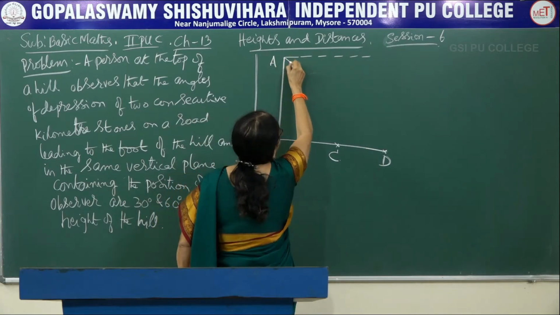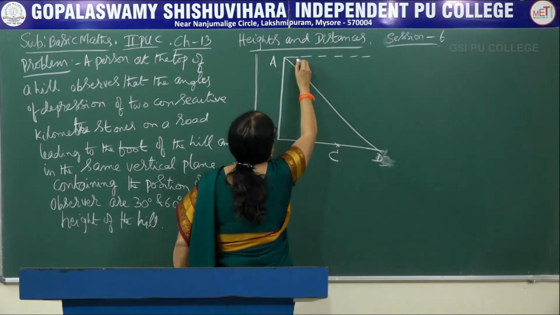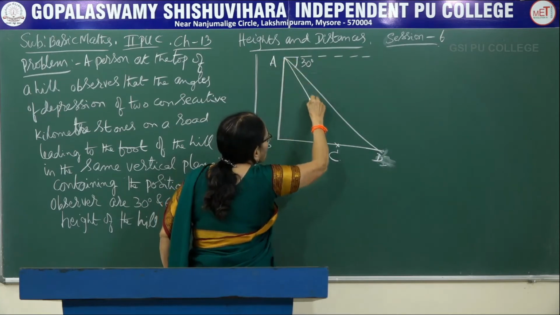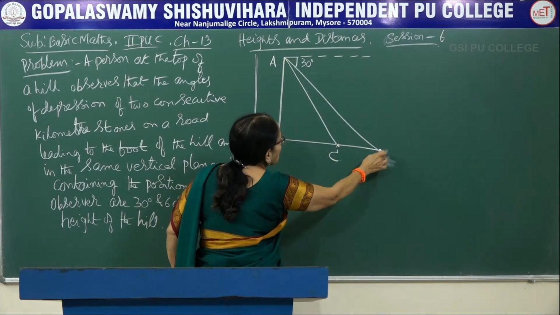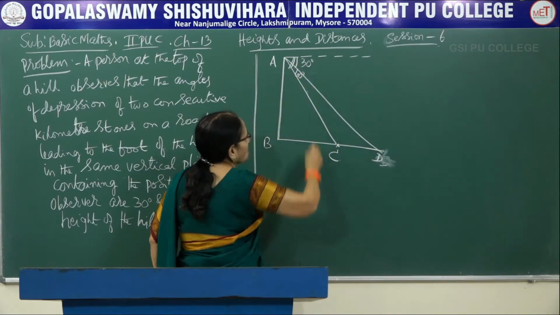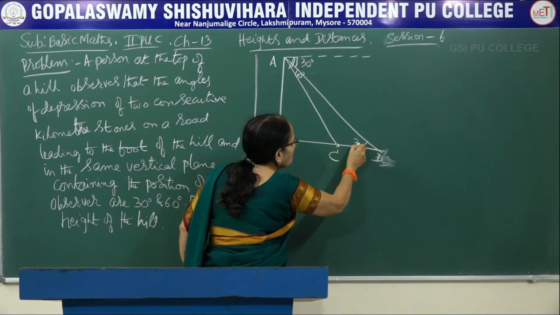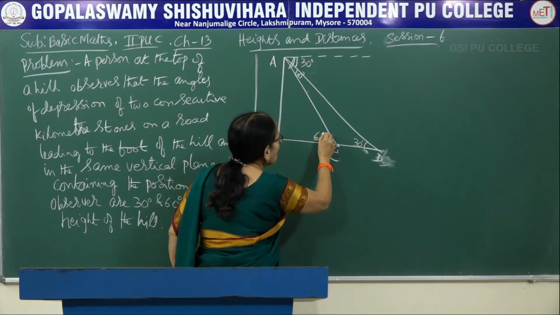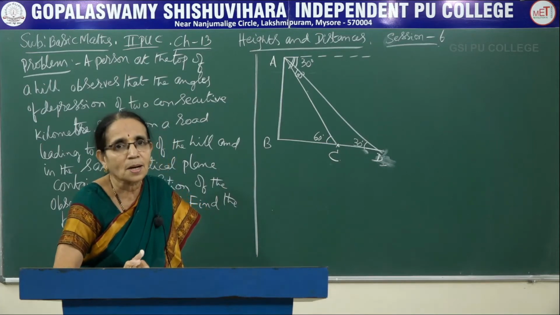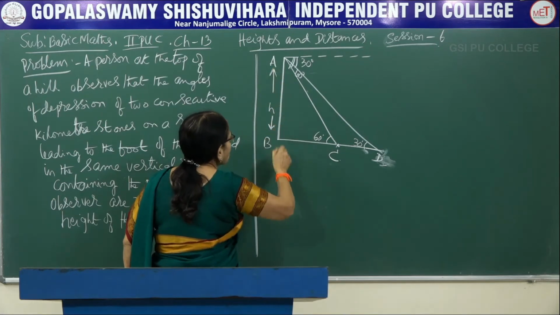Now first let me join A to D. A to D. Now this angle is 60 degrees. Then join A to C. So he observes D, he observes C, both of them, so here this would be equal to 60 degrees. I told you in one of the earlier problems, the alternate angle, so this would be 30 degrees and this would be 60 degrees. Now, this is according to the data. What has to be calculated? The height of the hill has to be calculated. Let me take it as H.